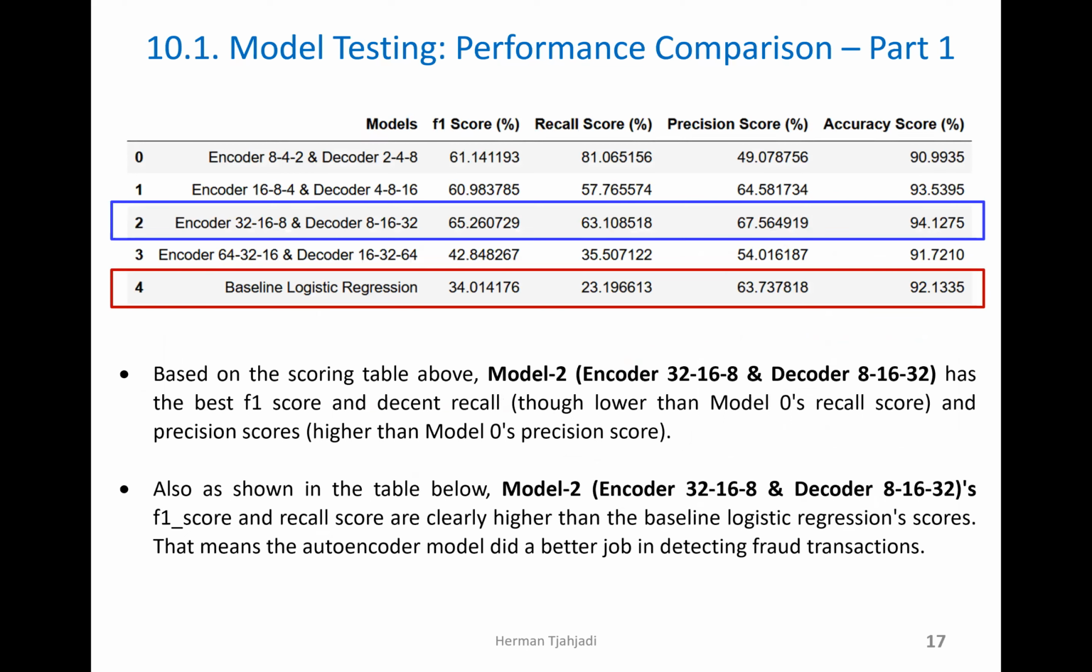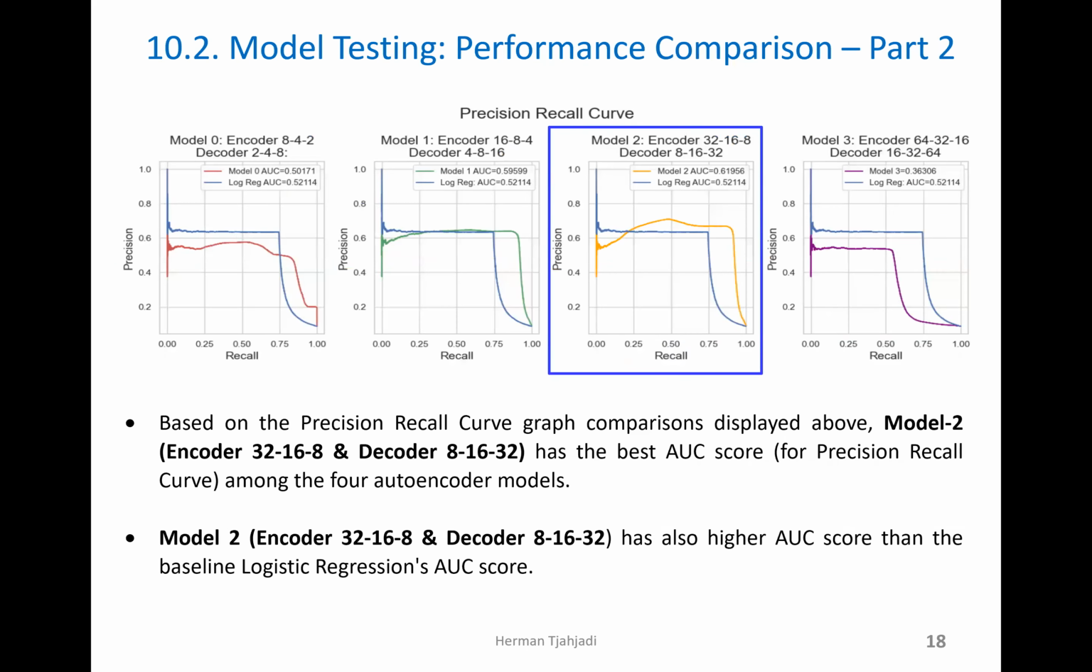So as you can see, model number 2 has the best F1, recall, and precision scores. They are much higher than the results from the baseline logistic regression. And then based on the precision recall curve, model 2 also has the best AUC score.